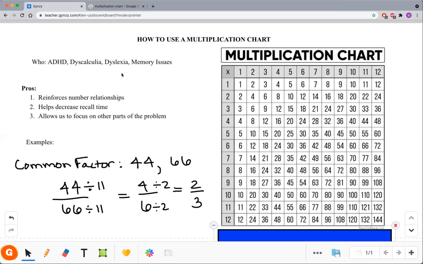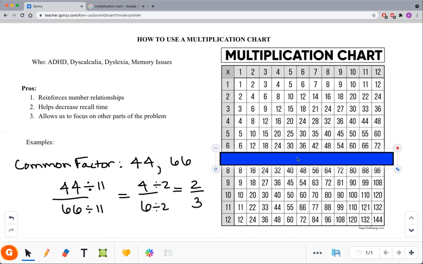Same thing with dyslexics. With dyslexia, in terms of number, if you're dyslexic and you don't have dyscalculia, if you're just dyslexic, we tend to flip the order of numbers. 9s and 6s look a lot alike to us. So that's why a multiplication chart can be handy, is that it forces us to go in a specific order and really focus on, okay, well, that's a 6. So I know I'm in this row.